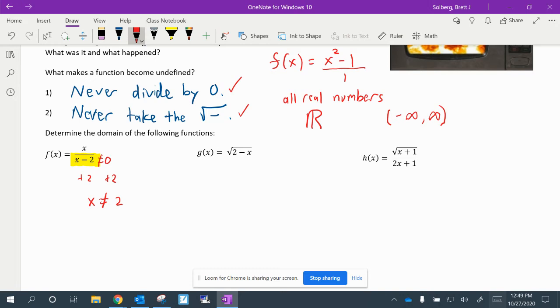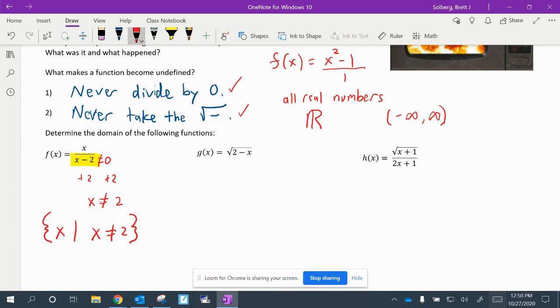Now, sometimes people jump to the numerator and say, well, what about 0? Well, if I plug in 0, I get 0. And 0 is fine. I don't care if it's 0. I just don't want it to be undefined. So to write the domain in set builder notation, we put our brace, and then we just say, x, you can't be 2.